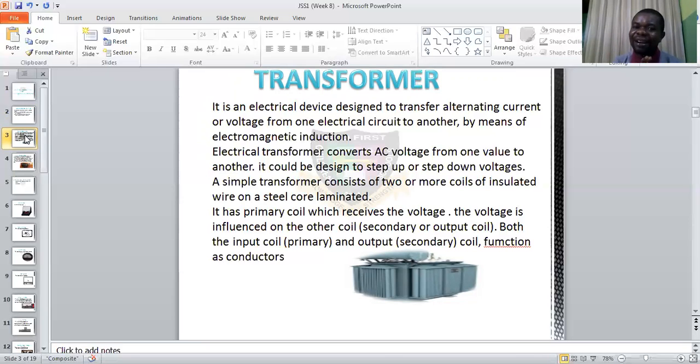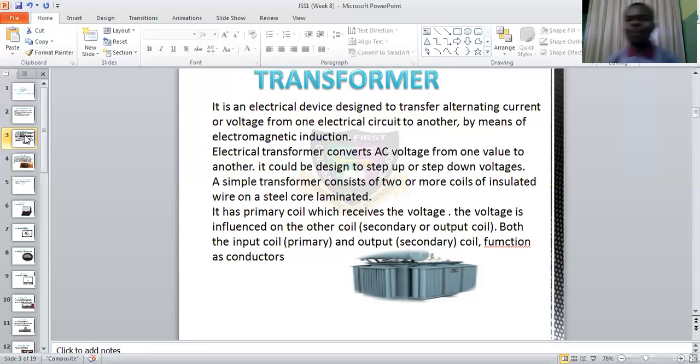The transformer is a device that transfers AC or voltage from one electrical circuit to another by means of electromagnetic induction. We have also talked about induction the other day. The transformer converts AC from one value of voltage or current to another. That is what it does. It is made either to step up or to step down.